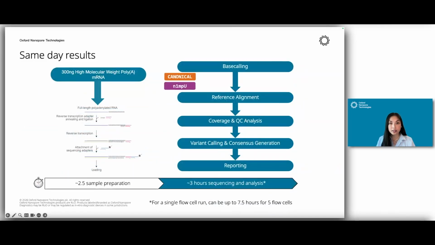So how do we actually do this? You do get same day results with a library prep protocol that's relatively straightforward. We recommend starting with 300 nanograms of mRNA. And the first step is to add the adapter, wherein the adapter is annealed to the poly-A tail. This serves as our starting point for a reverse transcription.